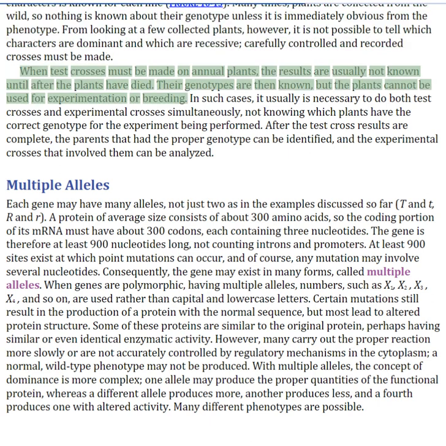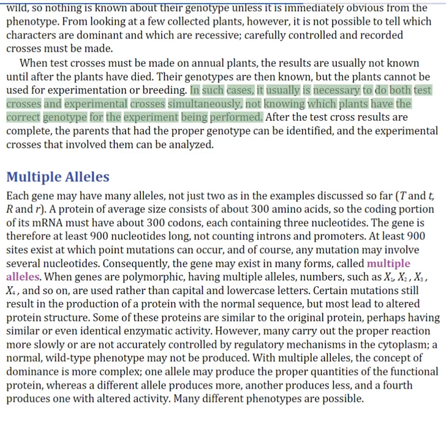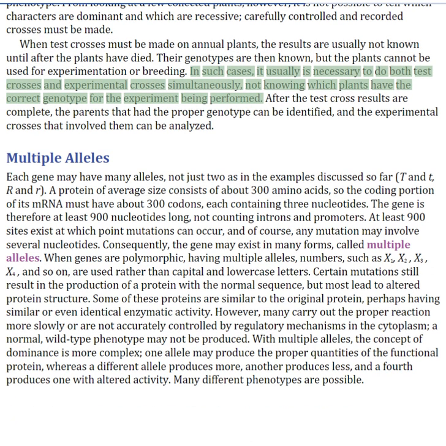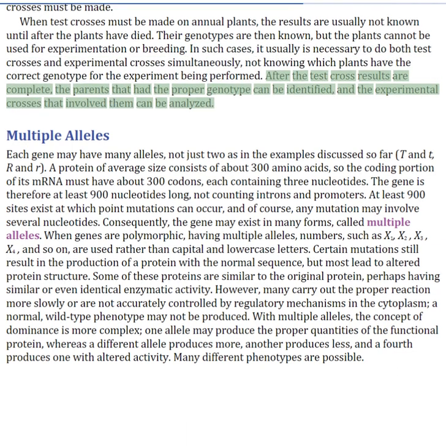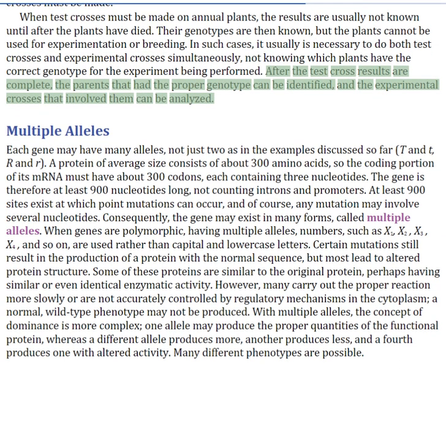When test crosses must be made on annual plants, the results are usually not known until after the plants have died. Their genotypes are then known, but the plants cannot be used for experimentation or breeding. In such cases, it usually is necessary to do both test crosses and experimental crosses simultaneously, not knowing which plants have the correct genotype for the experiment being performed. After the test cross results are complete, the parents that had the proper genotype can be identified, and the experimental crosses that involve them can be analyzed.